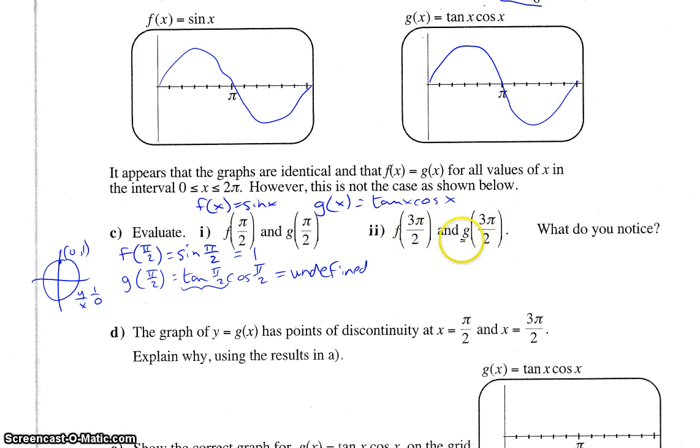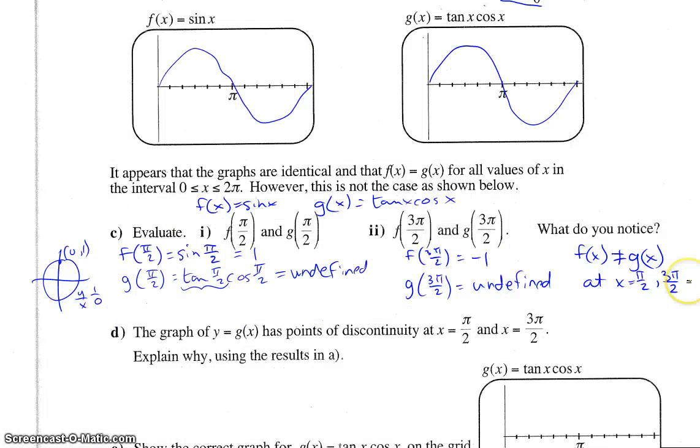Actually, you guys go ahead and try f at 3 pi over 2 and g at 3 pi over 2 and see what you get. Okay, pause your video. You probably got -1 for f of x, and again, it turned out to be undefined for g at 3 pi over 2. So f at 3 pi over 2 was -1, g at 3 pi over 2 undefined. So what do you notice?